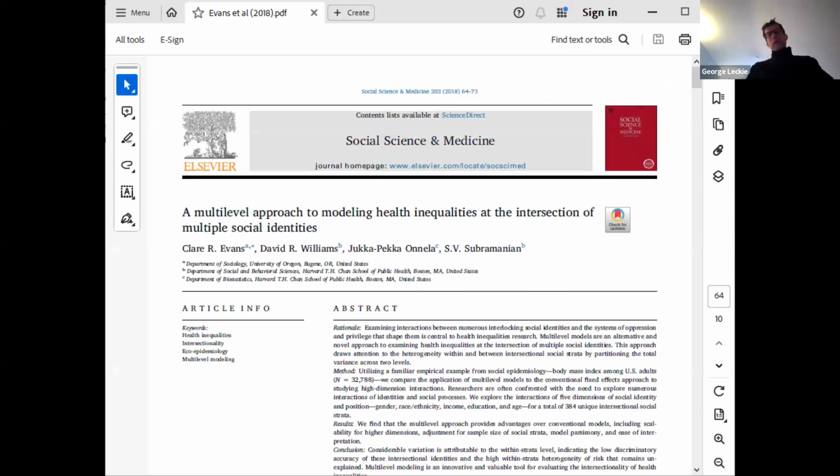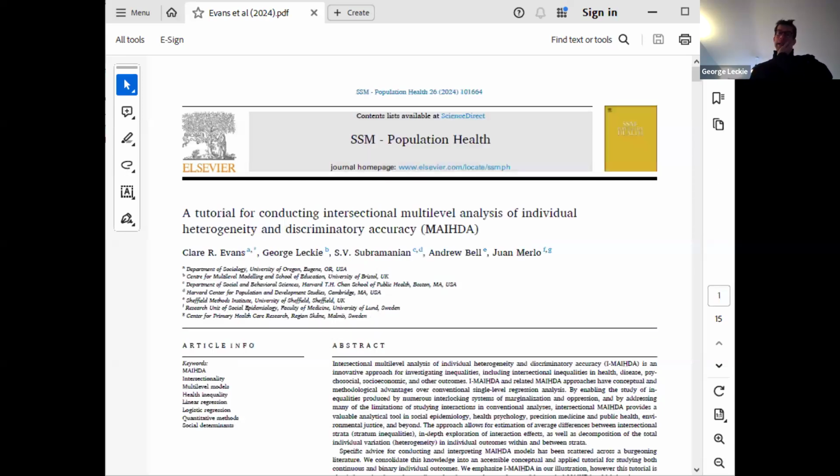So I should say at this point that MAIHDA was proposed in a paper by Claire Evans, a co-author of mine, in 2018, coming out of her PhD, supervised by Subramanian, another colleague of mine.